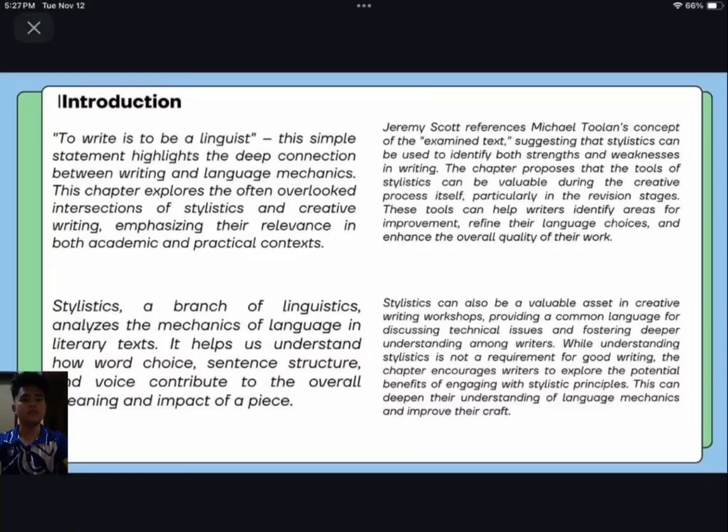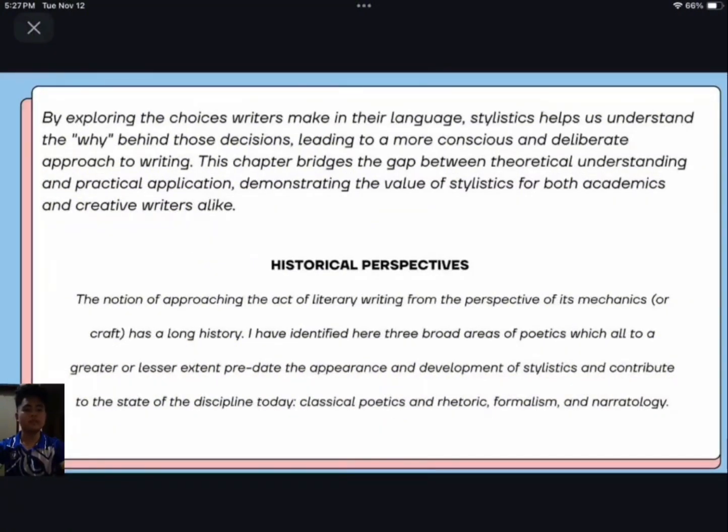On the fourth paragraph, it highlights the practical benefits of stylistics in creative writing workshops. Stylistics provides a common language for discussing technical issues. It also fosters deeper understanding among writers. While it is not a requirement for good writing, it encourages writers to explore more about this to enhance their potential.